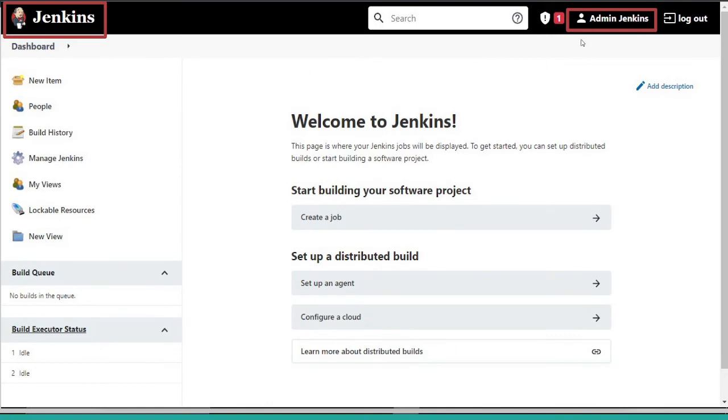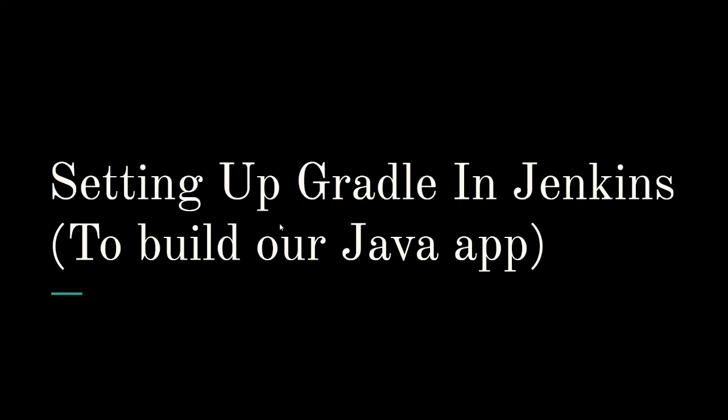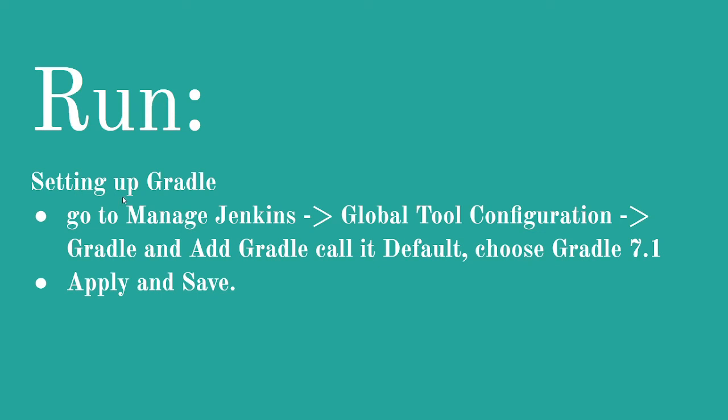Here we are. So you are inside Jenkins, and now you have all the items on the side: people, build history, manage Jenkins, and other options. We're gonna go and manage Jenkins later on, and we're gonna use new items to build our pipeline. So setting up Gradle in Jenkins to build our Java apps.